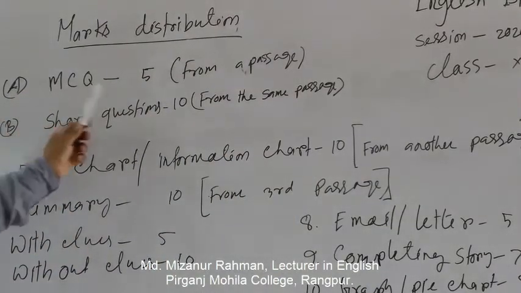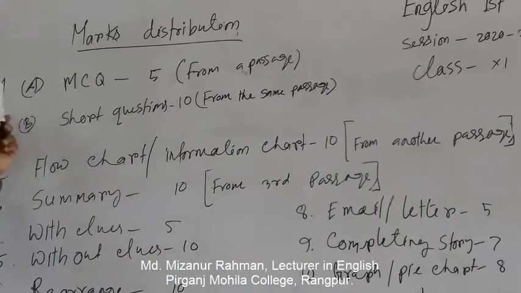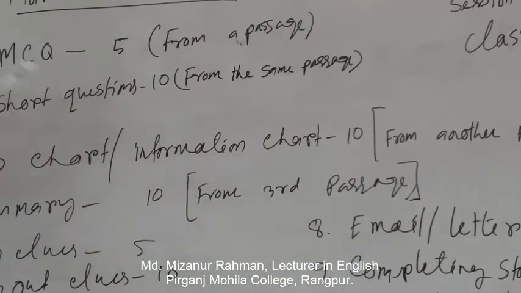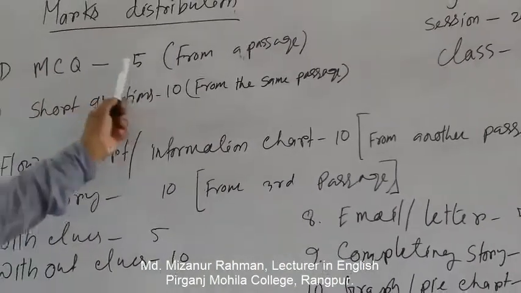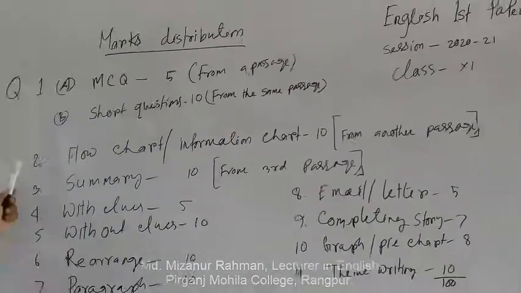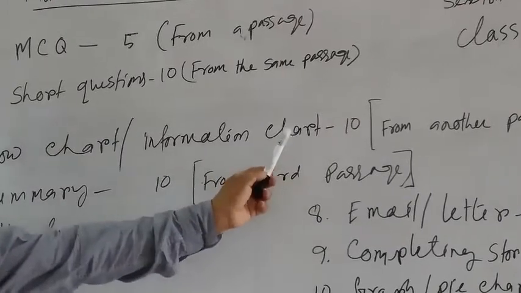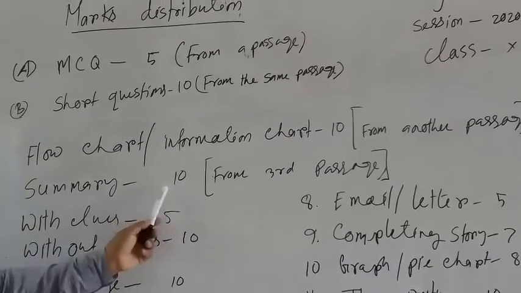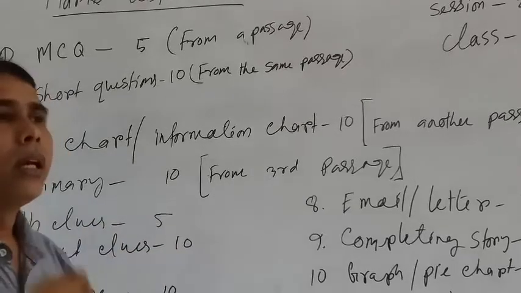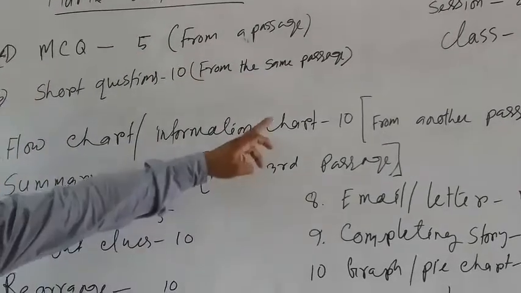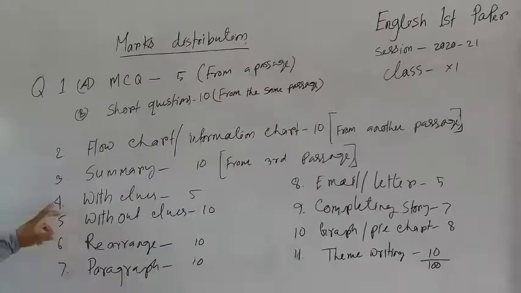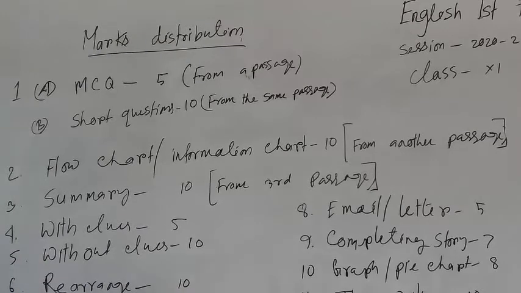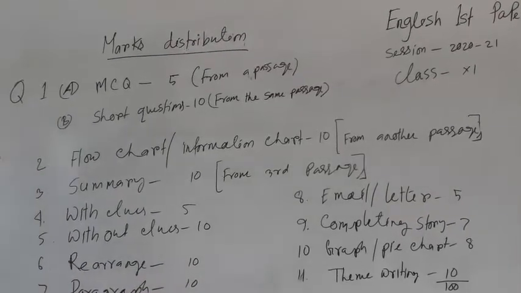Question number 1A, MCQ, 5 marks from a passage. Question number 1B, short question, score 10 from the same passage. It means from one passage, question number 1A and 1B, total score 15, same passage. Next question 2, flow chart or information chart, score 10 from another passage from the textbook. Then question number 3, summary, score 10 from third passage. It means there will be 3 passages from the textbook: first passage, second passage, and third passage. Then question number 4, with clues, 5 marks. 5 without clues, 10 marks. Rearrange, 10 marks. Paragraph writing, 10 marks.